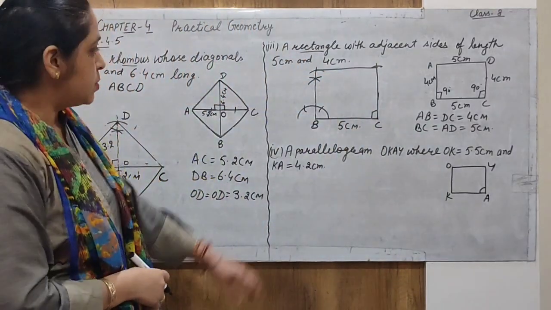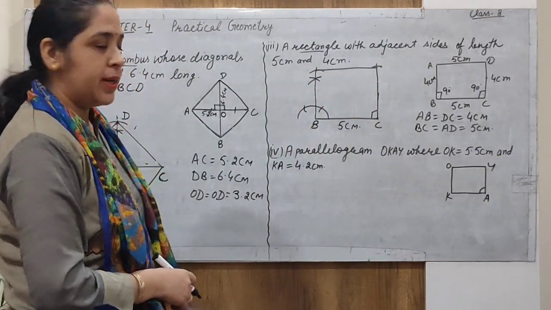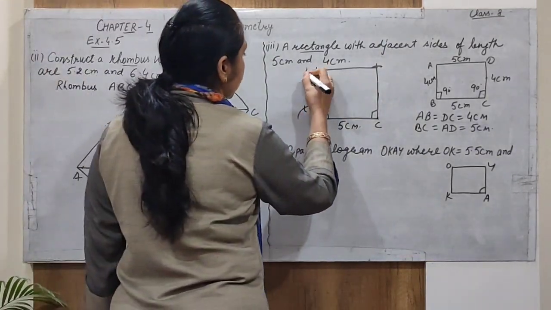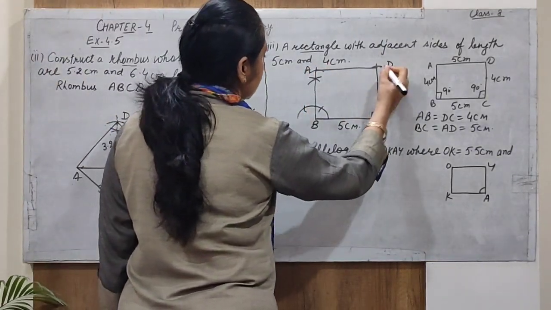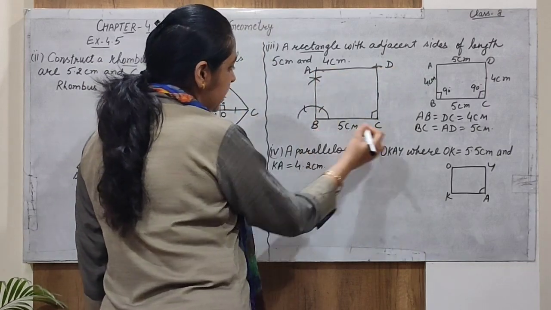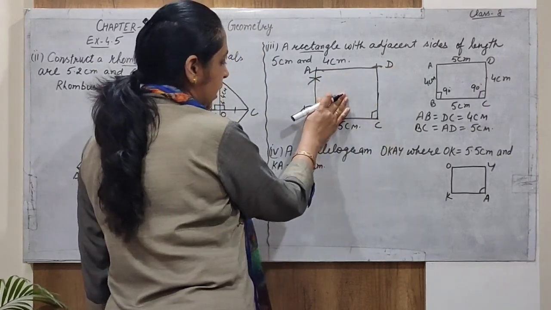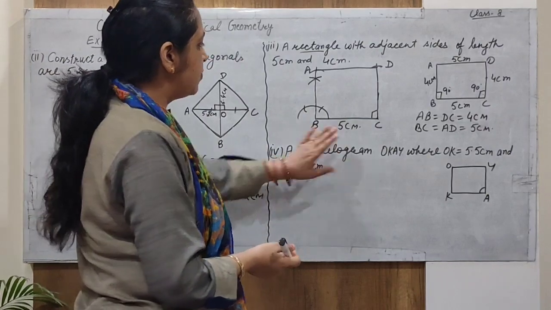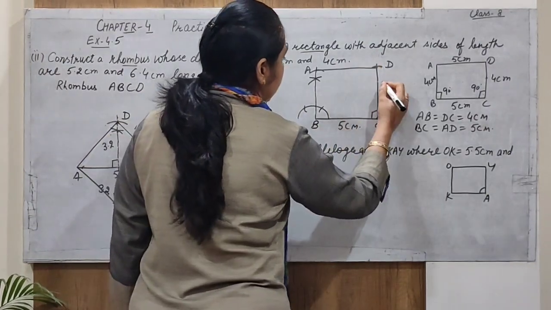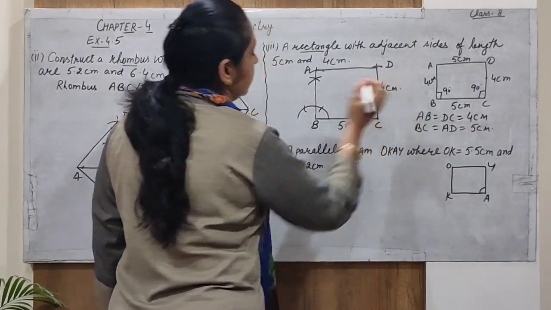Alright, by this method, when we join these 2 points, the name of this point is A and this is D. So we get A, B, C, D, a rectangle with sides 5 centimeter and 4 centimeters.